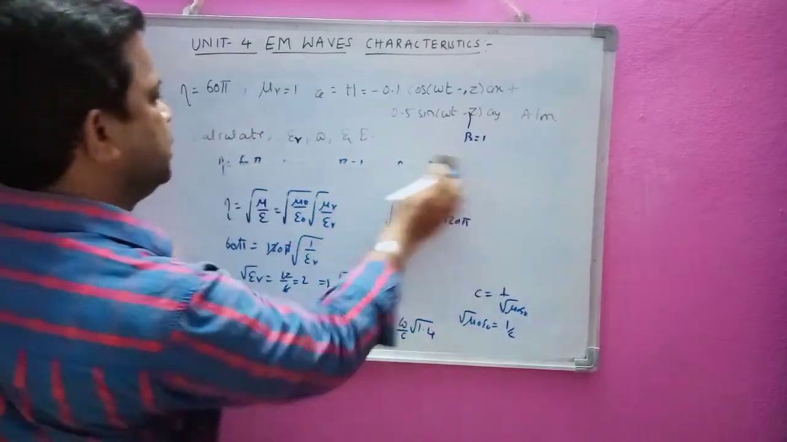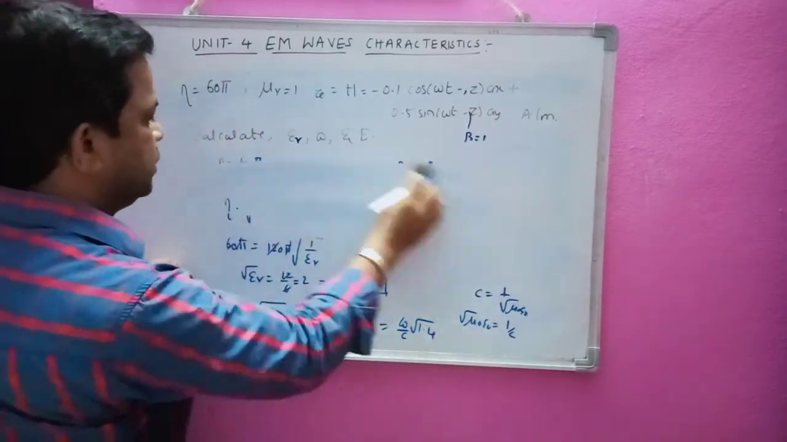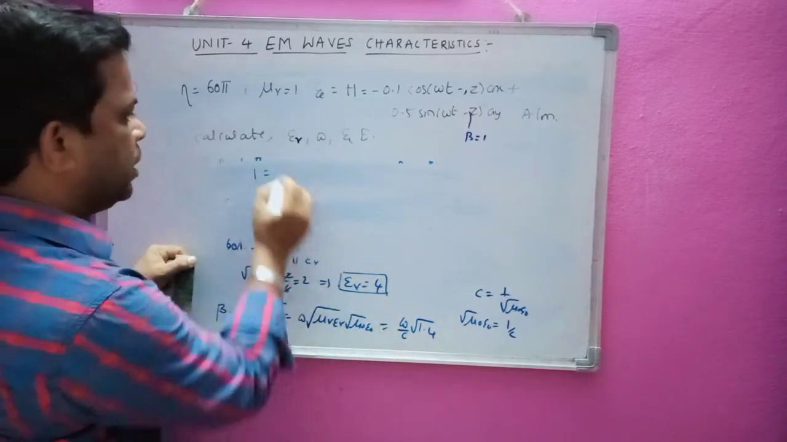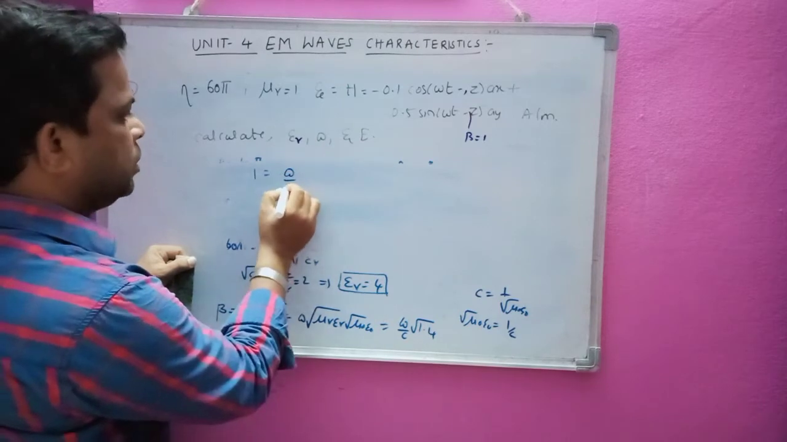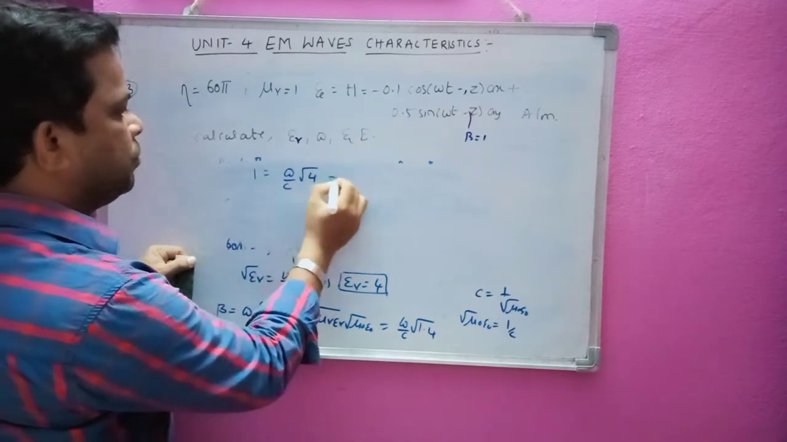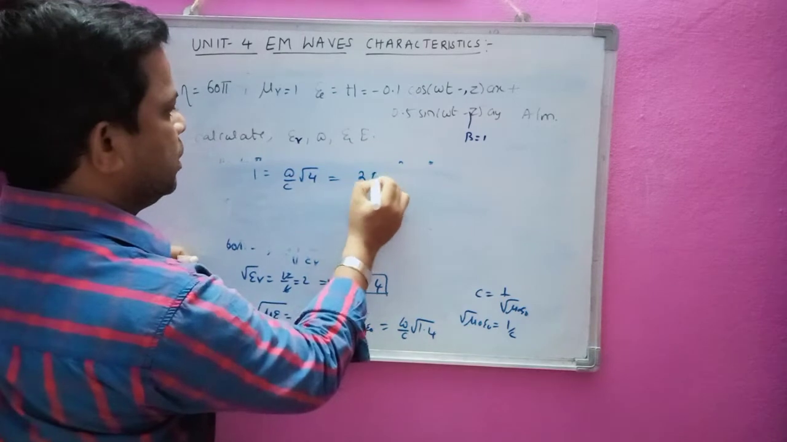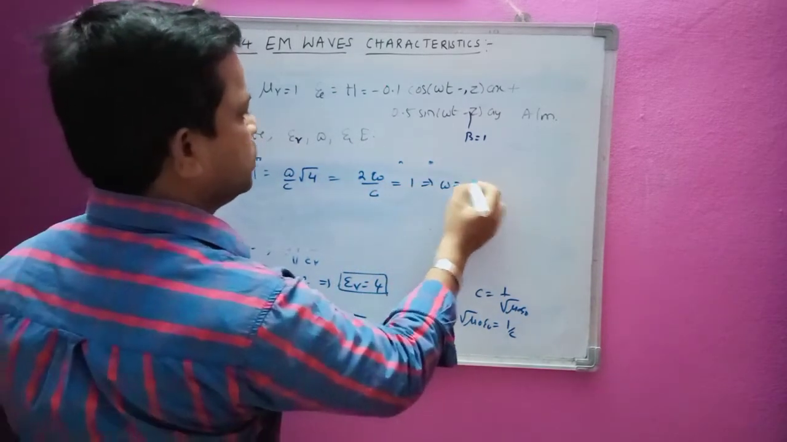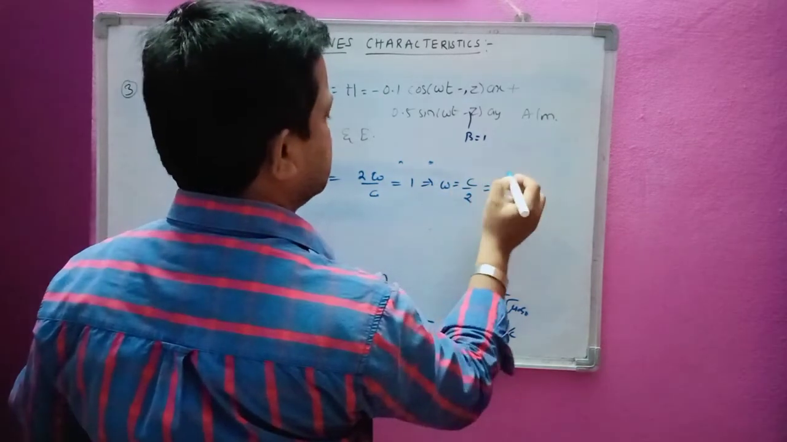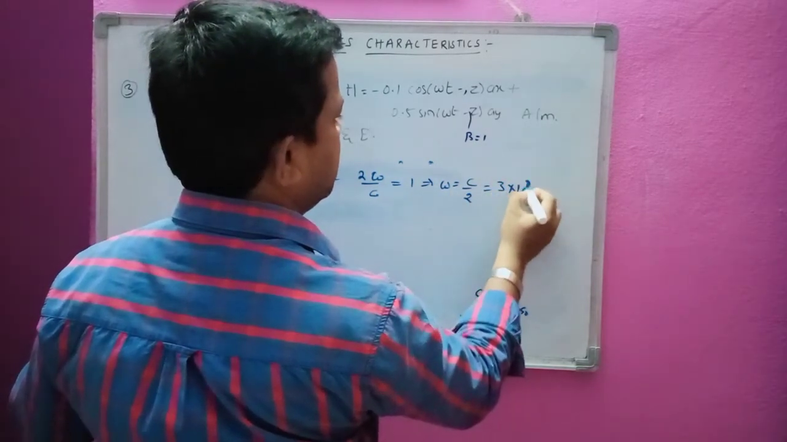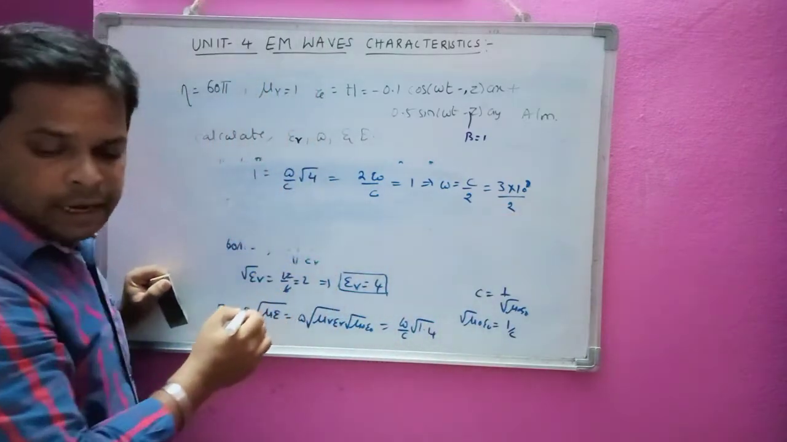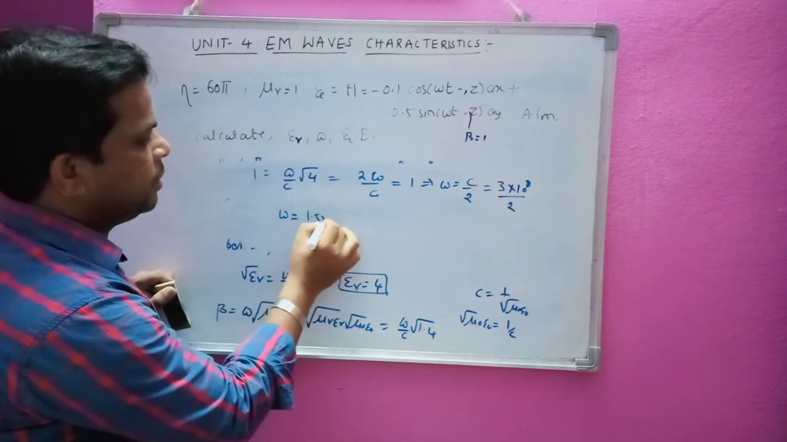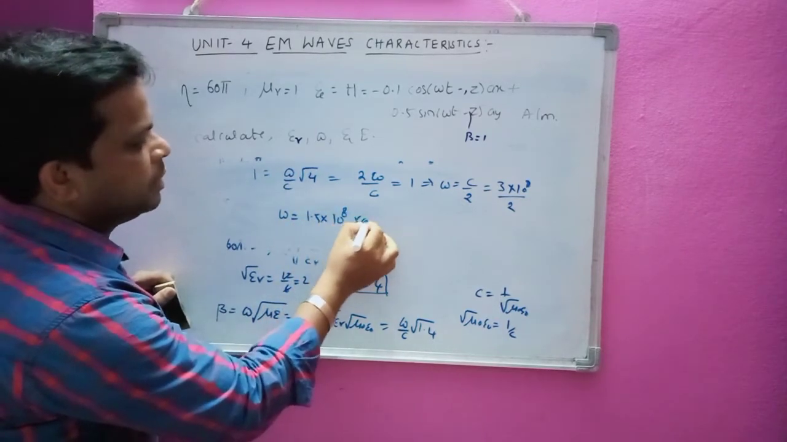Let us see what happens. We have got the value of beta as 1 here. Beta is equal to 1, omega by c into square root of 4. Square root of 4 is 2, so 2 into omega by c is equal to 1. I can write omega is equal to c by 2, that is 3 into 10 to the power of 8 by 2. Similarly, I can write the value of omega as 3 by 2 is 1.5 into 10 to the power of 8 radians per second.